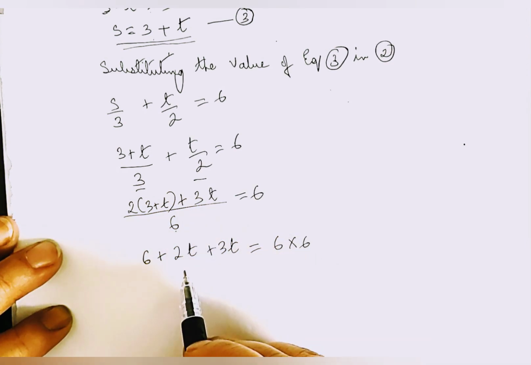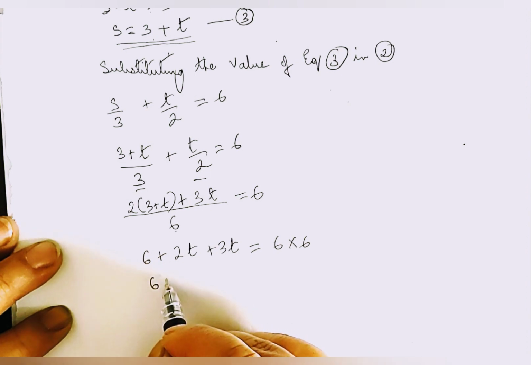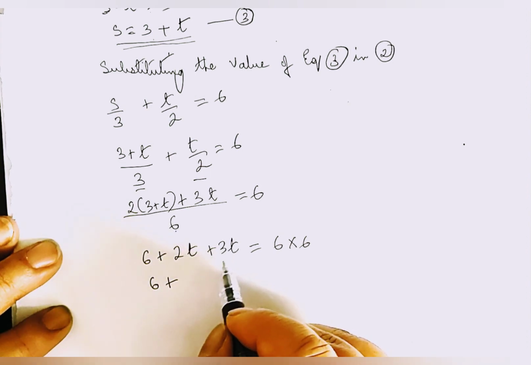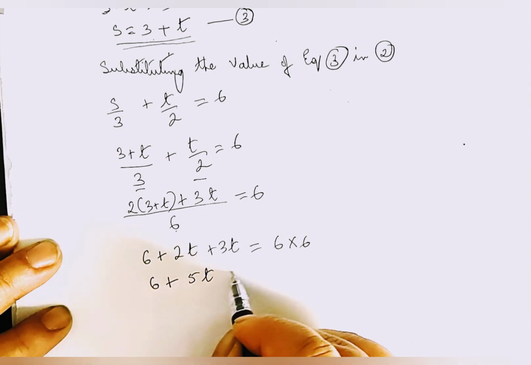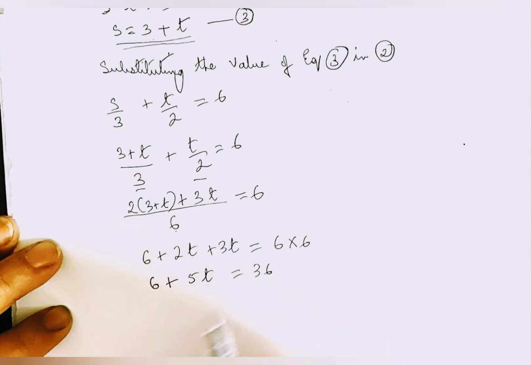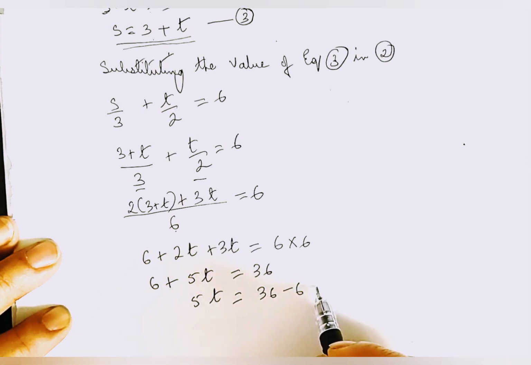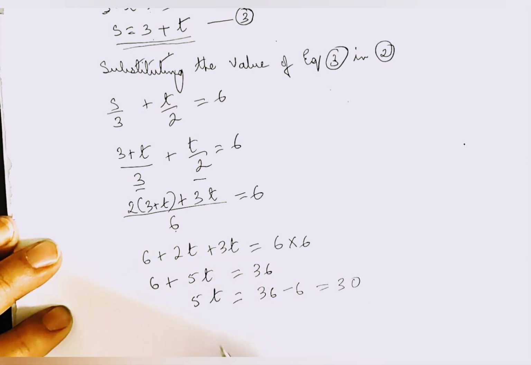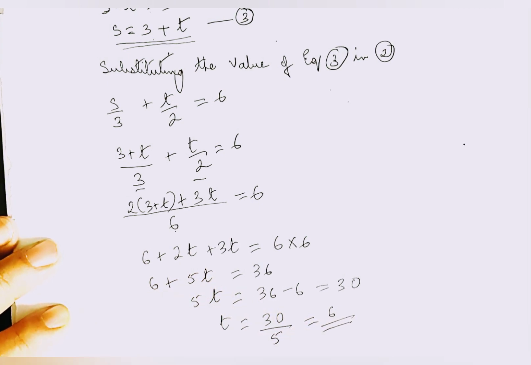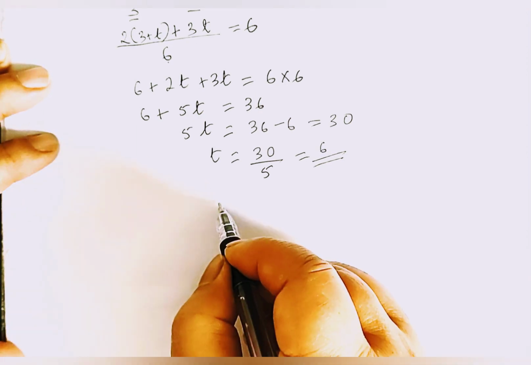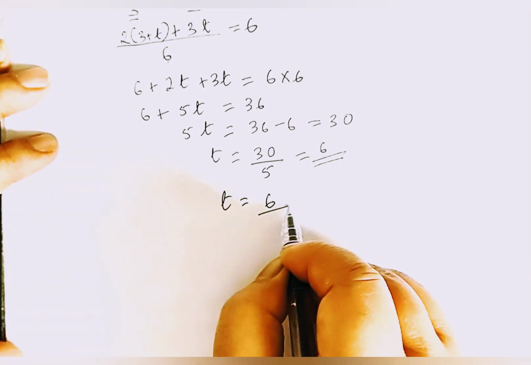Okay. Now 6 plus 2t plus 3t is how much? 5t is equal to 6 into 6 is 36. Now 5t is equal to 36, and I have to bring this 6 on the right hand side. Then 36 minus 6 is 30. Then t is equal to 30 divided by 5. 5 sixes are 30. So you are getting the value of t, right? So what is the value of t? T is equal to 6.